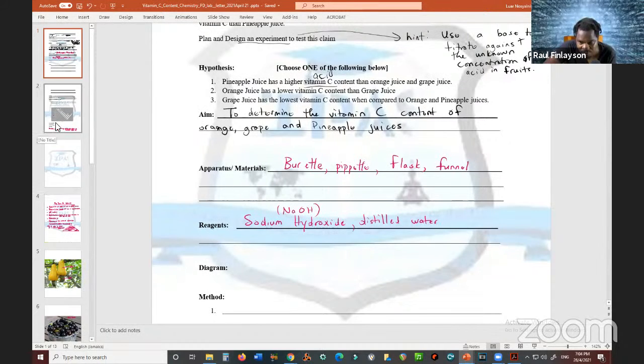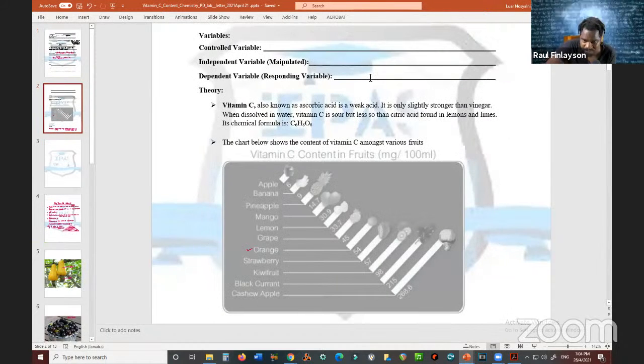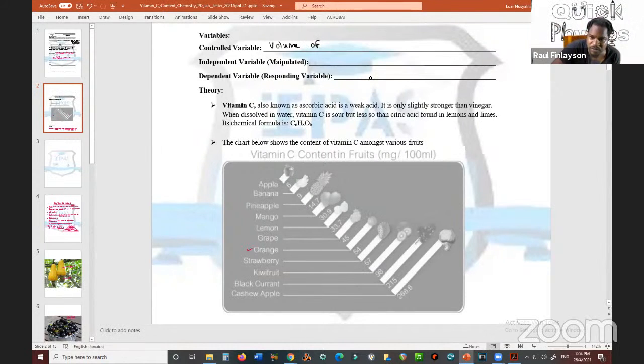So that is a variable. We're going to write the variable there, that's going to be the control, by the way. Volume of fruit juice.